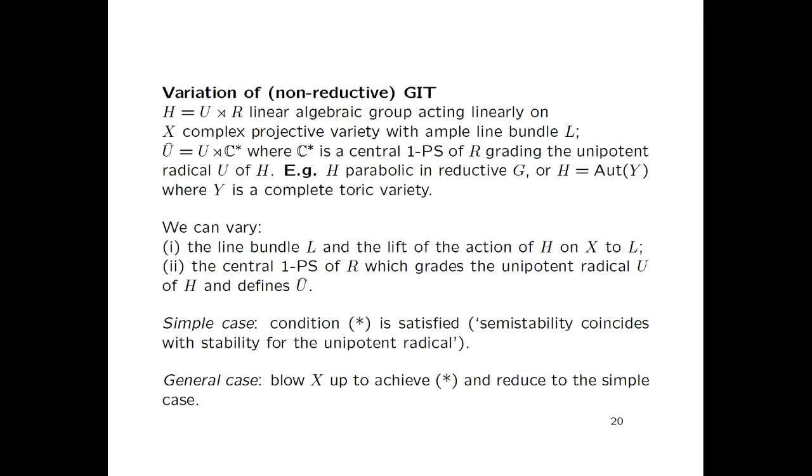So that will happen, as I said before, if you've got a parabolic subgroup in a reductive group. That's always the case. If you've got the automorphism group of any complete toric variety, it always has this structure. There are lots and lots of examples of non-reductive groups with this structure. And of course, a reductive group fits into this picture as well, where the unipotent radical is just trivial.